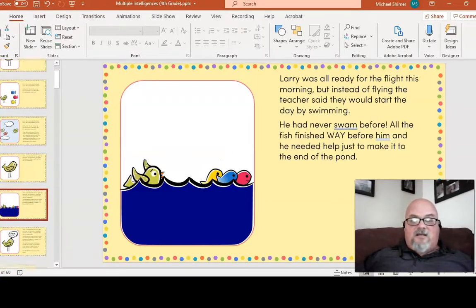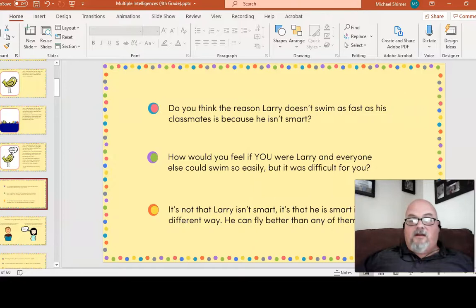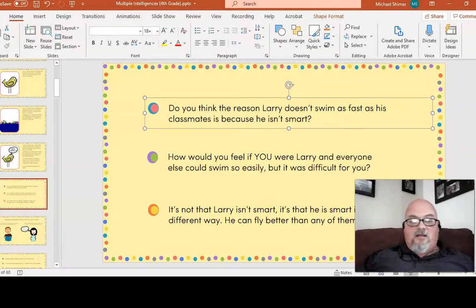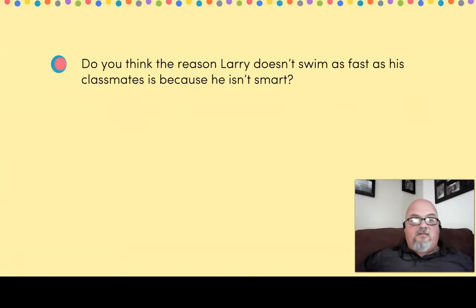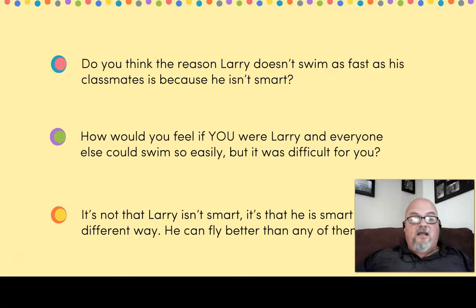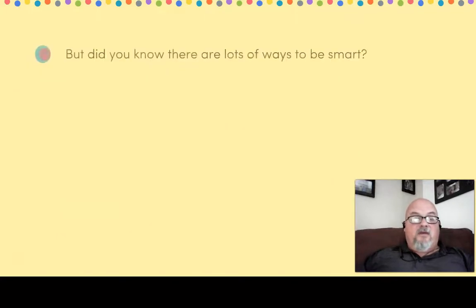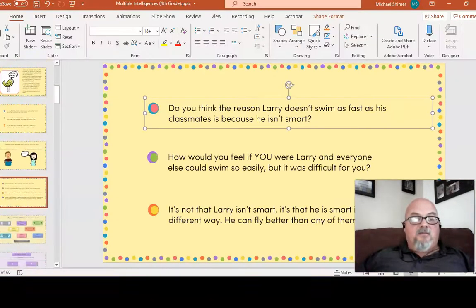It's kind of neat because as you go through this little story, do you think the reason why Larry doesn't swim as fast as Spencer is because he isn't smart? And then I guess I have to actually create this, make this live. So let's see. How would you feel if Larry and everyone else could swim so easily, but it was difficult for you? It is not that Larry isn't smart. It is that he is smart in a different way. He can fly better than any of them. Sometimes people think they are only okay. So yeah, it's a great little presentation. And this one was an interactive one.